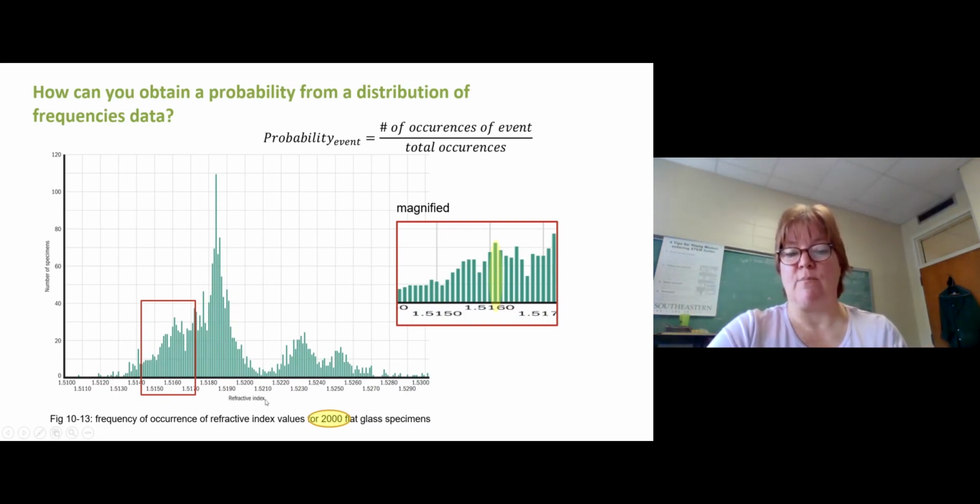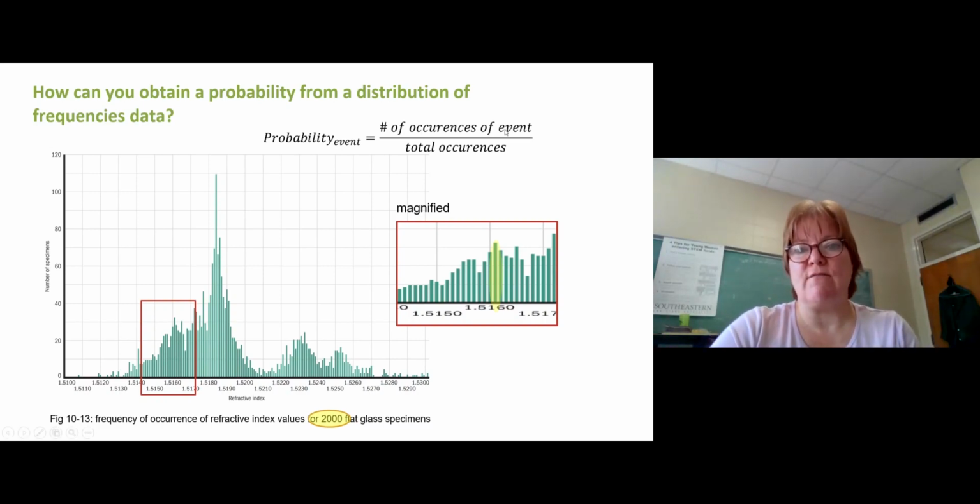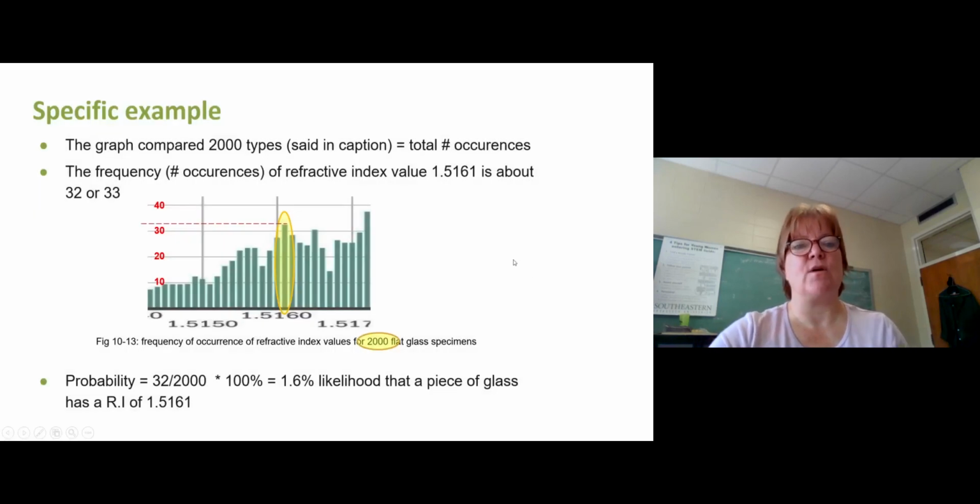And I could do this for any property: a refractive index, a chemical composition, a density. So this concept is a pattern, a frequency distribution, from taking many, many samples. This is provided. And the probability of a specific event, of a specific type of refractive index or density, is going to be the number of occurrences of that event over the total number of occurrences. In this particular example, I have this area here, which is magnified, that we're going to talk about on the next page.